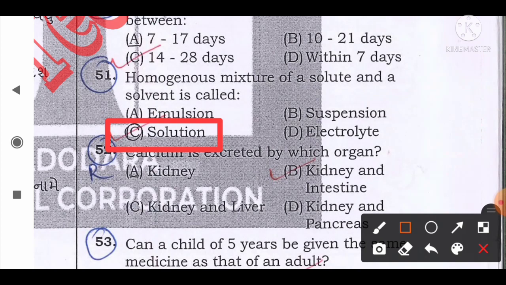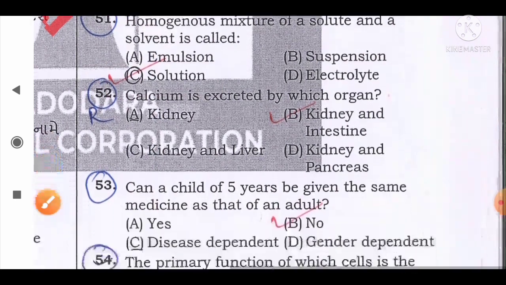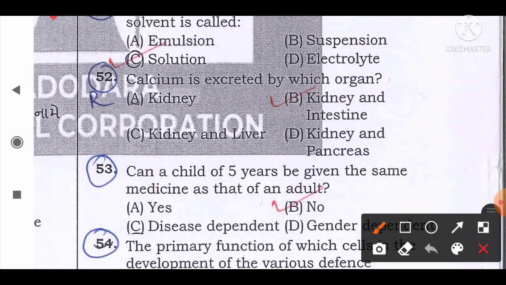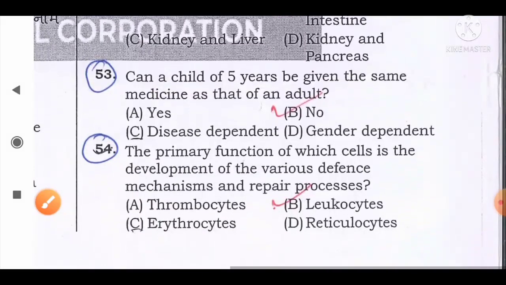So C. solution is the correct answer for this question. Move to the next question, number 52. Calcium is excreted by which organs? A. kidney, B. kidney and intestine, C. kidney and liver, D. kidney and pancreas. And the correct answer for this question, it is excreted by kidney and intestine. So B. kidney and intestine is the correct answer for this question.